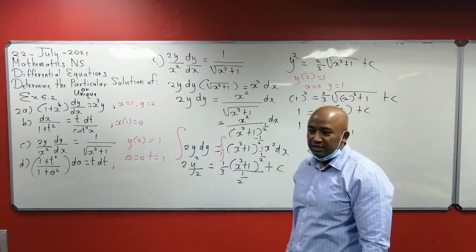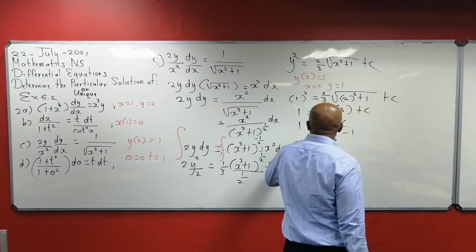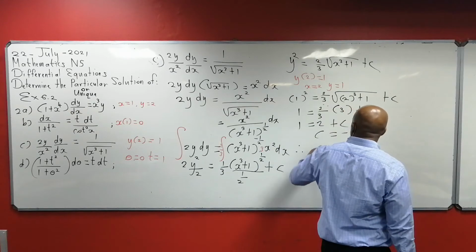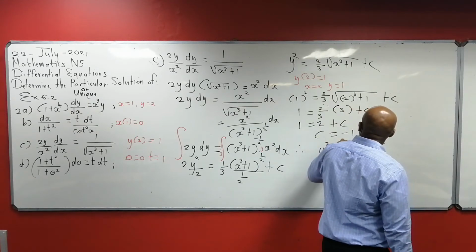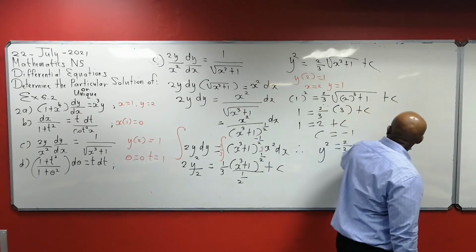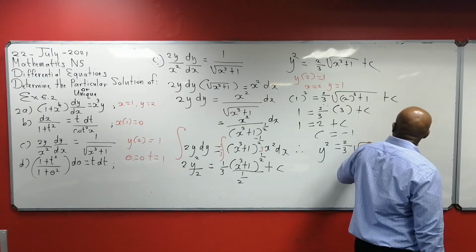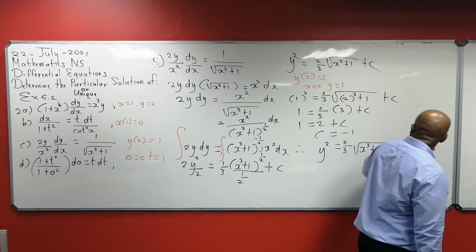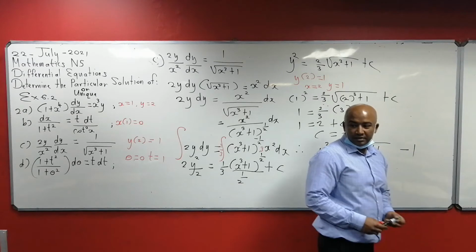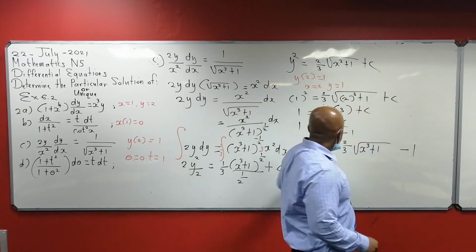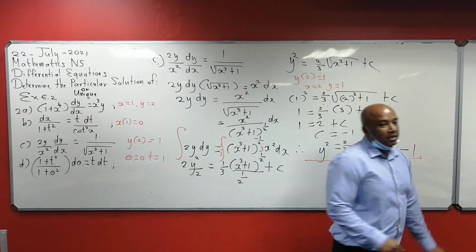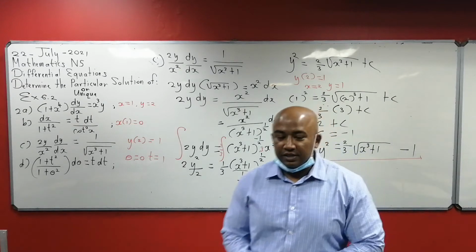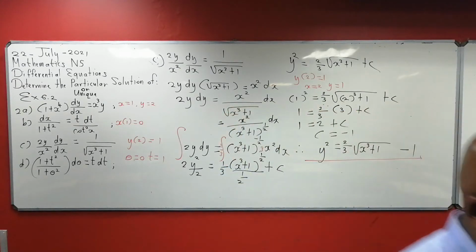Anyone got the same answer? So therefore y squared is equal to 2 over 3 times the square root of x cubed plus 1, minus 1. And that is the particular solution. Right, so we deal with the next example.